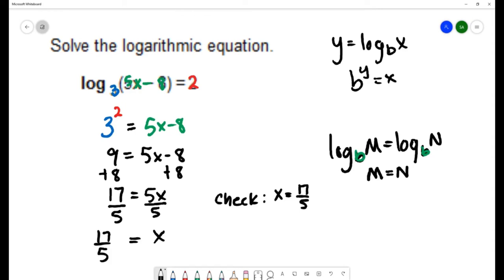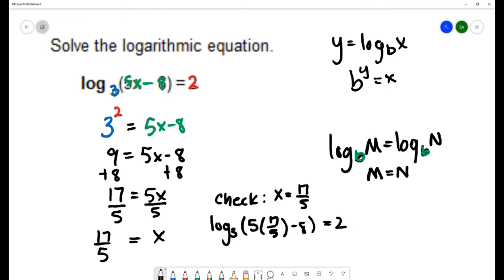So I'm going to substitute this 17 over 5 into log base 3 of 5x minus 8. So that's 5 times 17 over 5 minus 8 equals 2. And what I'm checking for, remember, I'm checking to see if this value of x is in the domain.